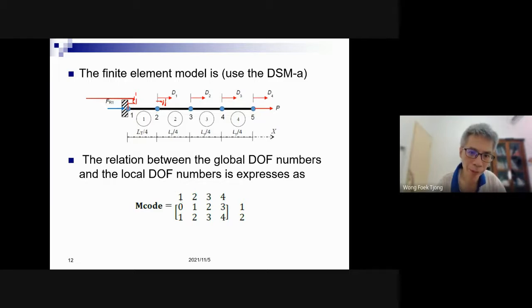For element number 1, it's 0 because this is inactive, connected to the fixed support. This is connected to 1, so it's 1. Similarly, for the other elements, you already know, right? It's now easy for you. Element 2: 1, 2. Element 3: 2, 3. Element 4: 3, 4. This is the matrix that I call the M-code, which is just the connection between global and local degrees of freedom numbering for each element.